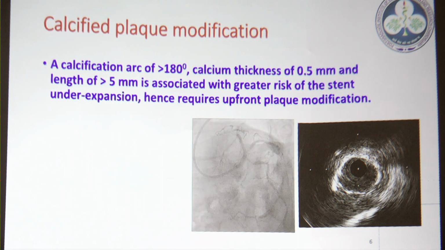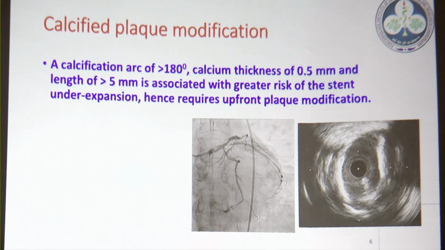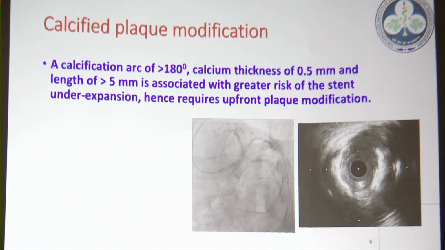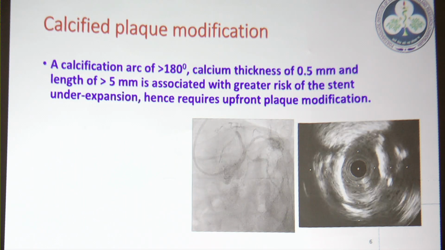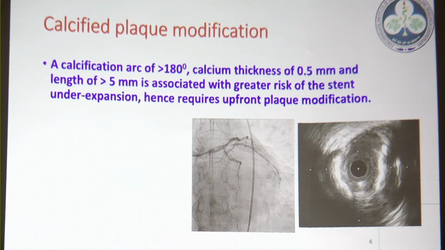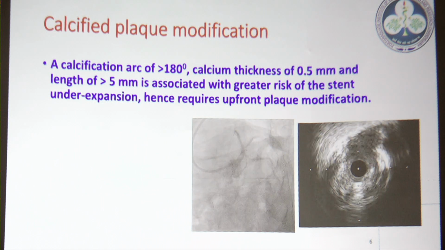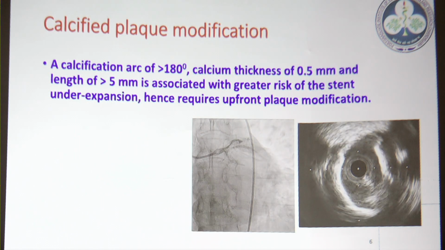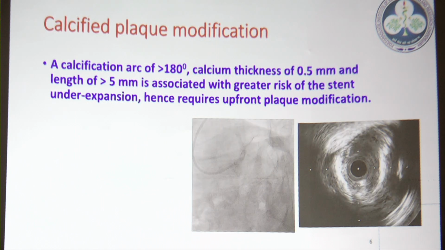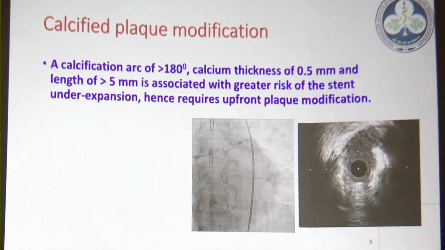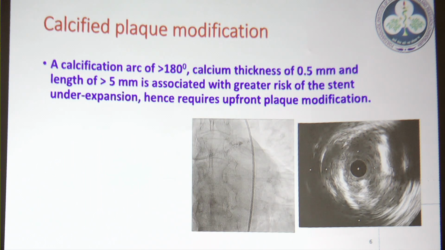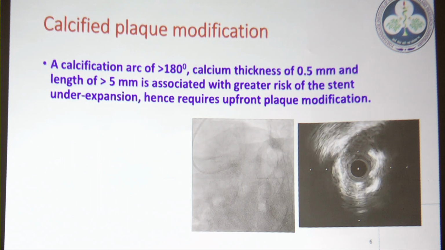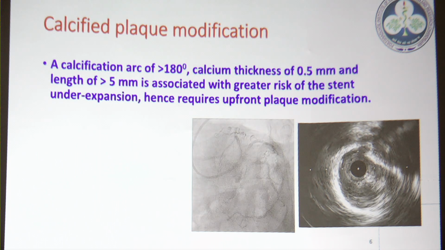And when there is a need for calcified plaque modification, if you have an arc of calcification more than 180 degrees, thickness more than 0.5 millimeter, and length more than 5 millimeter, these are the various criteria in which you are supposed to have some atherectomy device to have an adequate calcified plaque rupture and an adequate stent expansion.